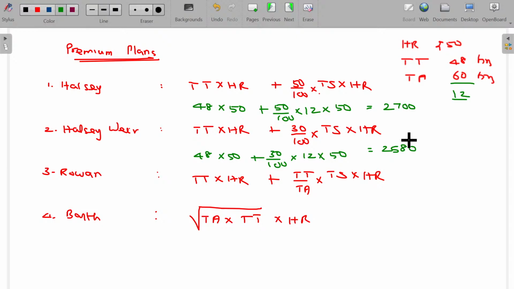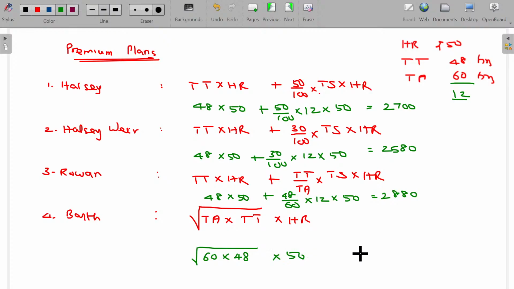In case of Rowan, 48 into 50 plus time taken being 48 divided by time allowed being 60 into time saved 12 into hourly rate. Then the final value being 2,880. Under the Barth system, 60 time allowed, time taken being 48, take the root of this. With that, multiply with the hourly rate, hope you will be getting 2,683.